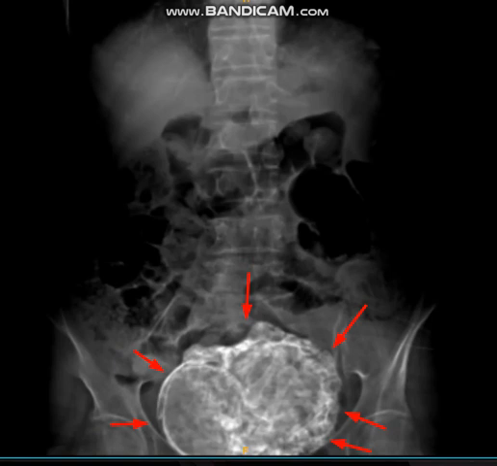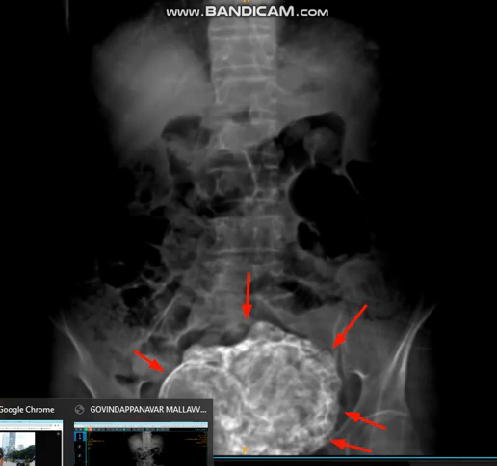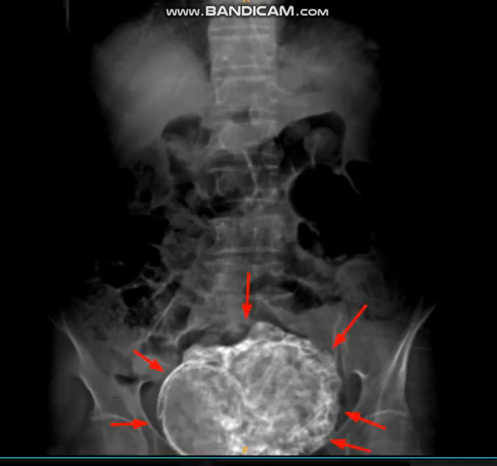And when we carefully look at this calcified mass, it has got a lobulated structure, and it is seen in the pelvis. Various differential diagnoses could be thought of in such calcified lesions, like calcified fibroids. However, we will proceed to the next axial section of the same patient's CT scan.